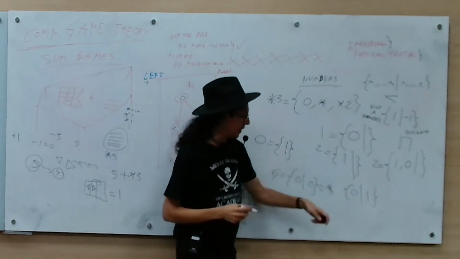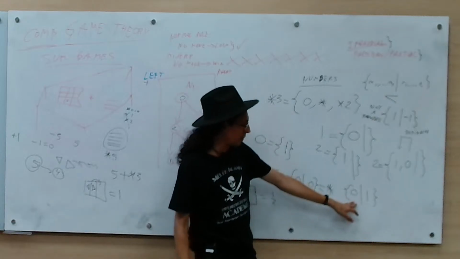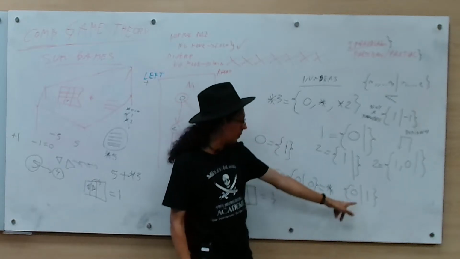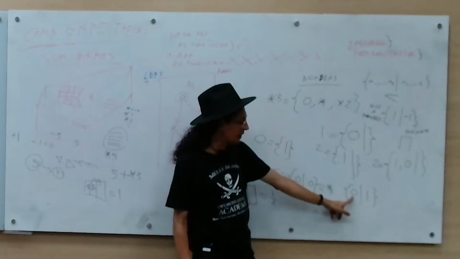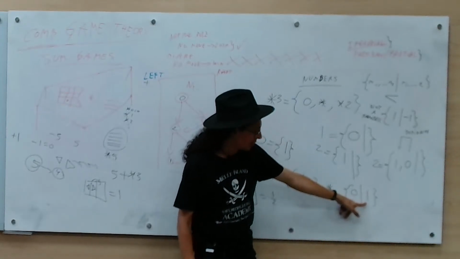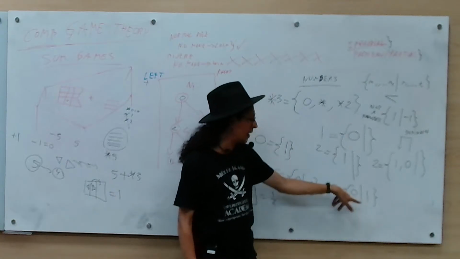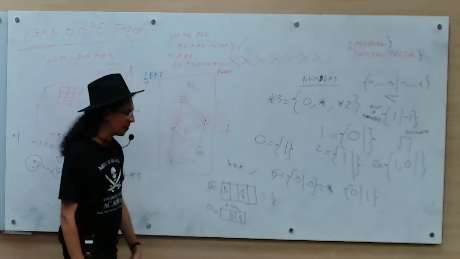But {0 | 1} is a number, right? And this should be a positive number because this is an advantage to left. If left starts, they play to 0 and win, right? No move for right. But if right starts, they are forced to move to 1. So left has one move, they do it, and they win. So no matter who starts, left wins. So this is not a 0. This behaves more like a positive number.